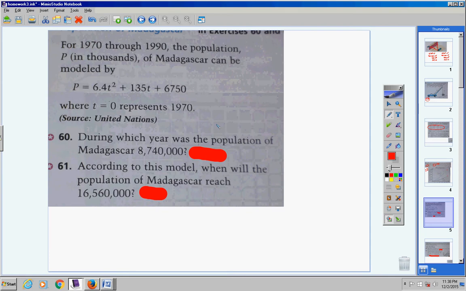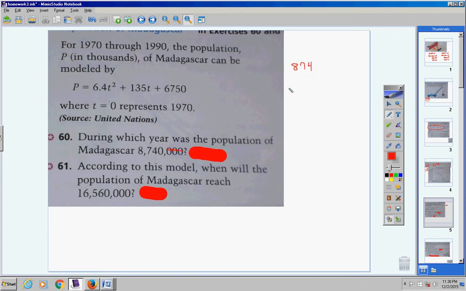Okay, for 1970 to 1990, the population of Madagascar can be modeled by this formula, this function right here. Now, during which year was the population 874,000? Be careful. Notice P is already in thousands. Do you see that? P is already in thousands right here, guys, look. So when you go to put this in for P to find the year, do not use this whole number. Since it says it's in thousands, then you knock off the last 3 zeros for 1,000. And for P, you would put 874.